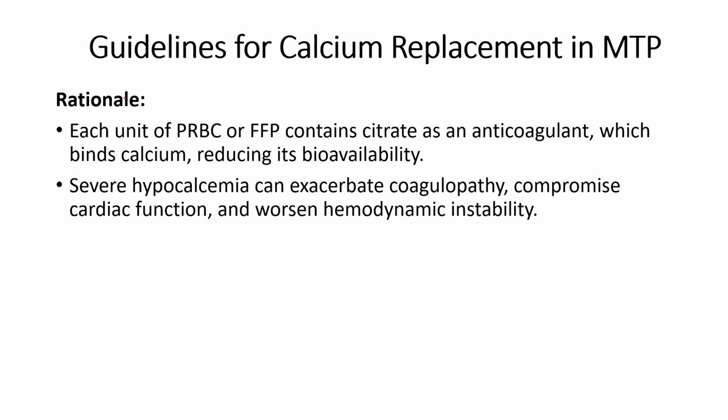Guidelines for calcium replacement in MTP. Each unit of PRBC or FFP contains citrate as an anticoagulant. So that is the one which actually chelates the calcium, right? So because of calcium chelation, the ionized calcium level in the body drops. So that is what you need to replenish, because calcium is also a part of the coagulation cascade, and the absence of ionized calcium would worsen coagulopathy. Okay.